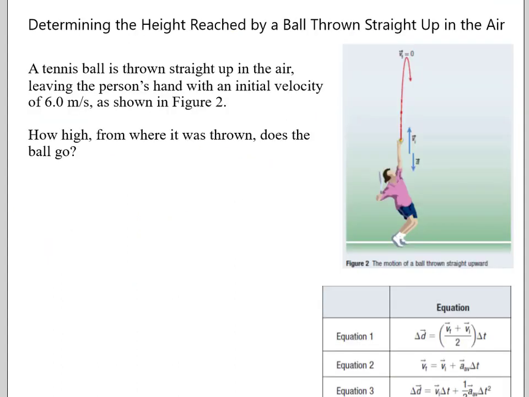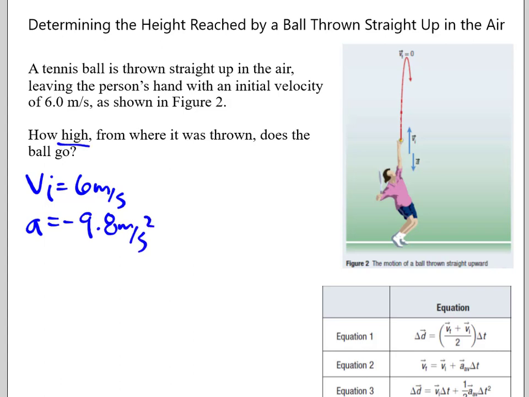Okay, determining the height reached by a ball thrown straight up in the air. So we're going to adventure into something called projectile motion in our next unit. This is the first place we're going to get the groundwork started. So if a tennis ball is thrown straight up in the air, remember we're doing one-dimensional motion, so there won't be any moving left or right. It's just going to go straight up in the air, with an initial velocity of 6 meters per second. So I'm going to say VI is 6 meters per second. Acceleration is negative 9.8 meters per second squared.